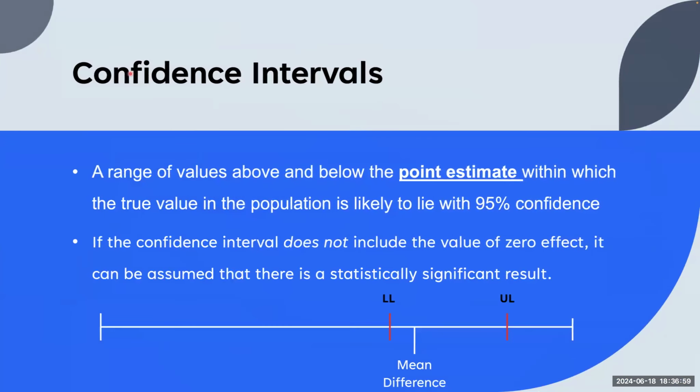But now, the next thing is the confidence intervals, and you all have heard the term 95% confidence intervals. You always want to run 95% confidence intervals and report those also, because that's going to give you a little bit more information. It's basically a range of values above and below, a range where that true value in the population is likely to lie with 95% confidence.